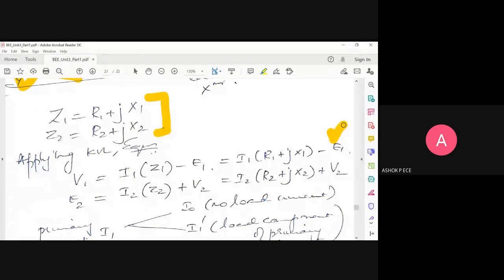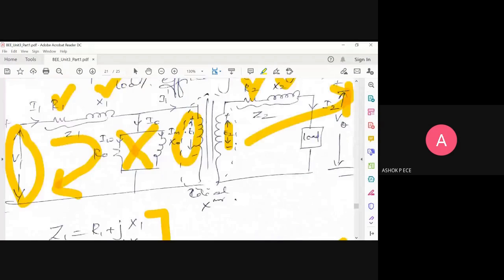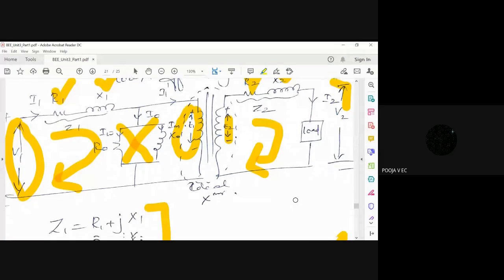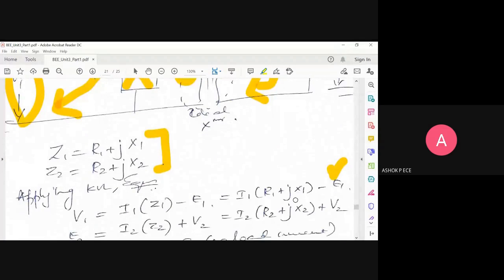And similarly, in the secondary, the secondary current is flowing here. Can you say the KVL at the secondary? E2, the current is flowing like this. Say the equation. E2 minus I2 Z2 minus V2 equal to 0, correct?